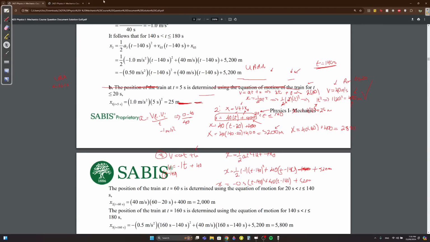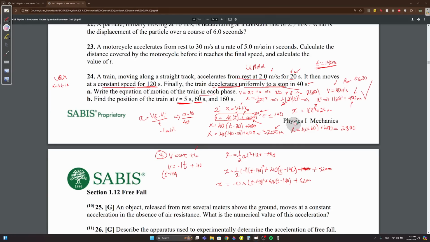Oh. We said 40t minus 20. My bad, x equals 40. We wrote it here, right? I continue to say that x equals this. Okay, 40t minus 20. So 60 minus 20 plus 400. And then you get 2,000.